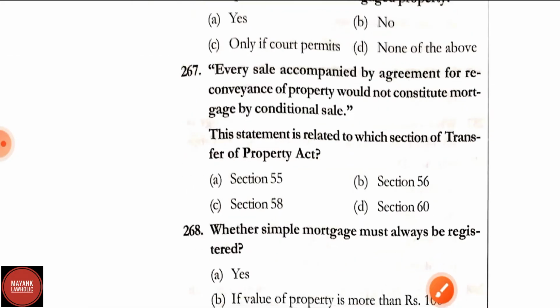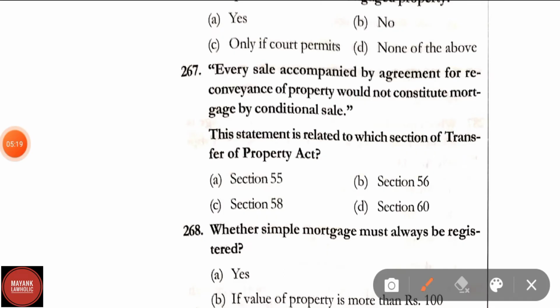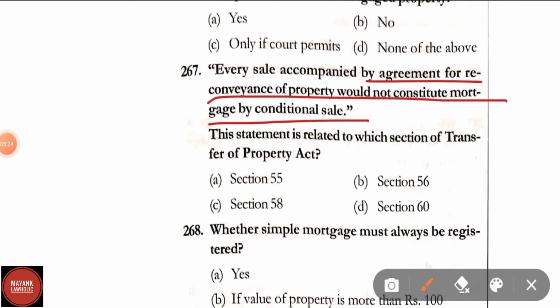Question number 267. Every sale accompanied by agreement for reconveyance of property would not constitute mortgage by conditional sale. This statement is related to which section of Transfer of Property Act? Section 58.